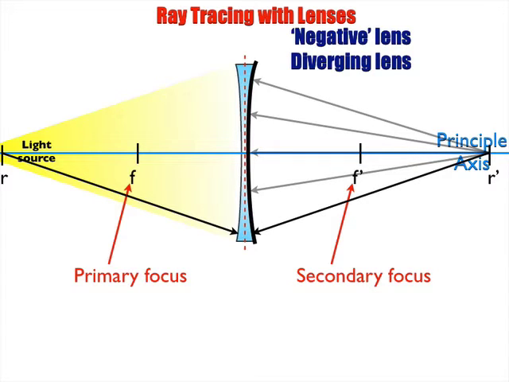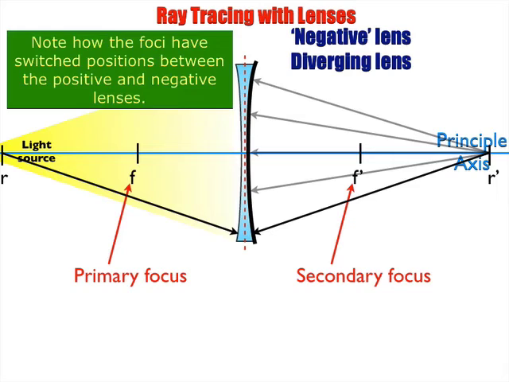Alright, one thing to note that's different about this and a converging lens: the primary and secondary foci have switched sides. So if you watch the converging lens video, you saw they were on one side, now they've switched to the other side.